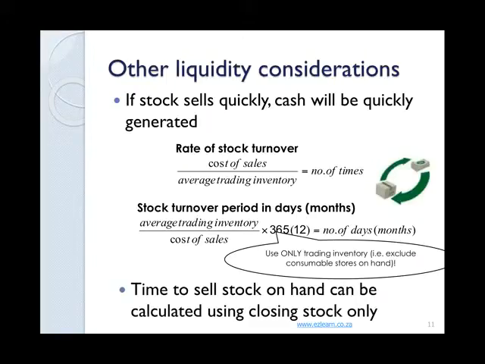The time to sell the stock on hand can also be calculated using the closing stock only. In other words, if you are asked how long do you expect the current stock to last, you use your closing stock in this calculation, and you will then know how long it will need to be before you need to buy new stock.